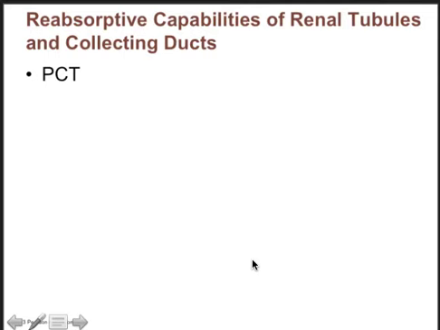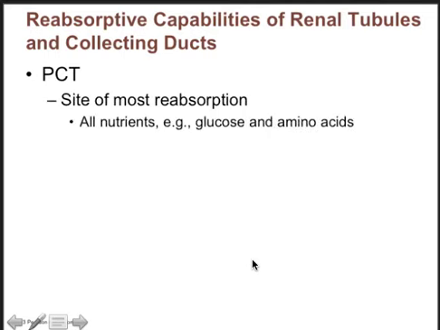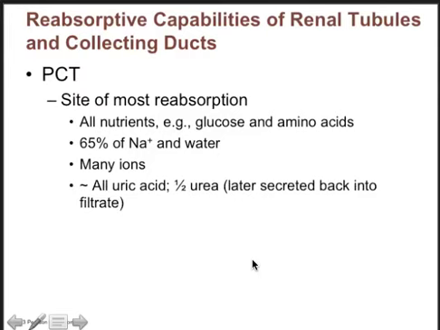In the proximal convoluted tubule, we see the site of most reabsorption. All nutrients are reabsorbed here, and 65% of the sodium and water, as well as a lot of ions. All the uric acid and about half the urea are reabsorbed here and later secreted back into the filtrate. And this is how we get rid of nitrogen-containing waste.